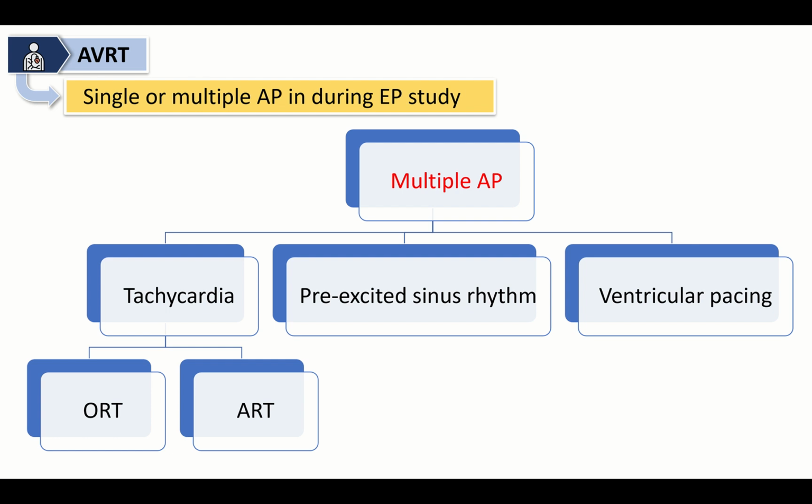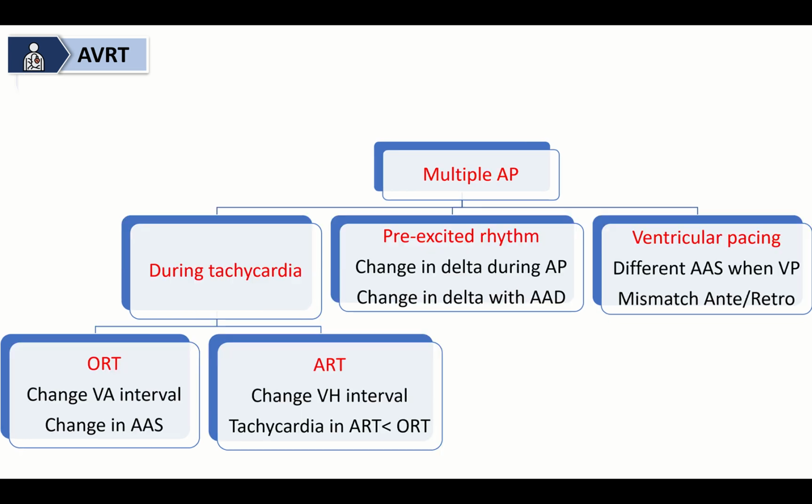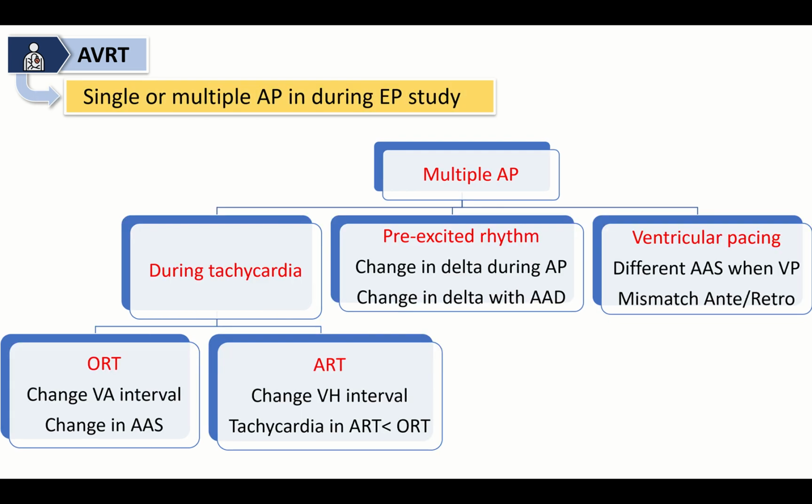Finally, during ventricular pacing, we should have answers. So let's go to golden rule. How can we diagnose multiple accessory pathway during tachycardia? Orthodromic tachycardia, you will find a change in VA interval using 2 or 3 multiple accessory pathway, or change in atrial activation sequence, maybe distal or proximal CS.